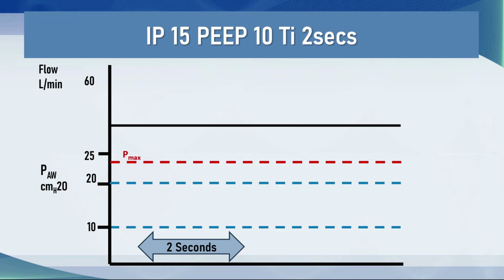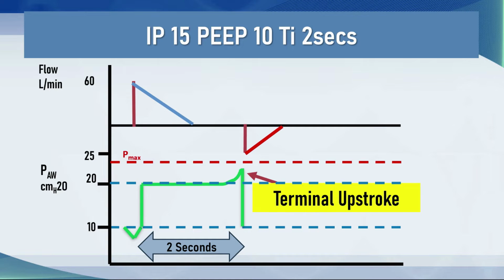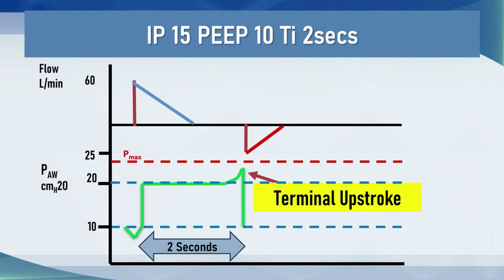Now, this is a situation where we have a patient on pressure assist control with an IP of 15, so the driving pressure is 15, the PEEP is 10, and the inspiratory time is 2 seconds, so very generous inspiratory time. Let's see what happens here. You can see that the patient has triggered the ventilator, and there's a terminal upstroke at the end of the breath. The breath actually finishes at the end of 2 seconds, but the patient is clearly beginning to exhale before the end of the breath.